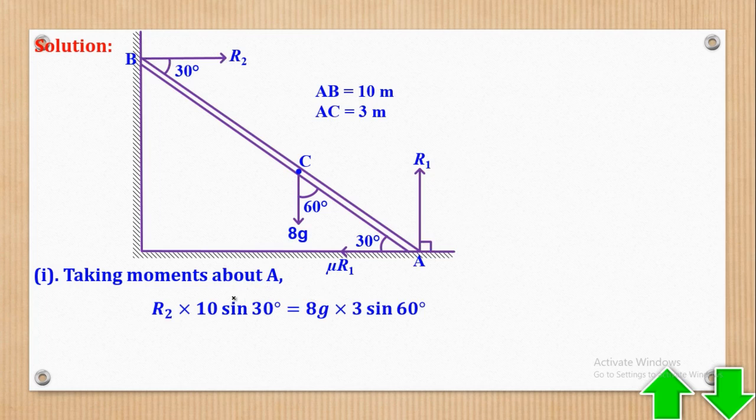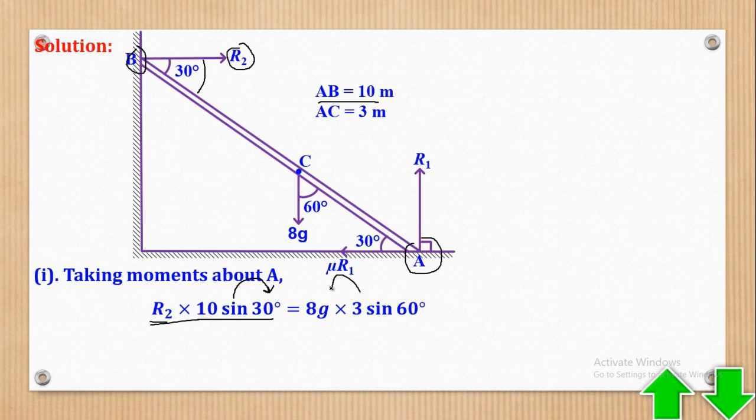So let's start with the clockwise moment. For clockwise moment, we have R2. Therefore, the formula is F D sine theta. F is R2, which is this. Then D is the distance from the pivot up to where the force originates from. So distance AB is 10 meters. That is why we put 10 here. Then sine theta. Theta is the angle between the force and the ladder, and that is 30 degrees. So in the end, we shall come up with R2 times 10 times sine 30 degrees.